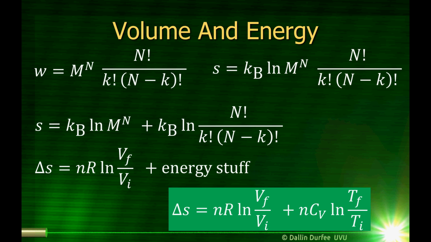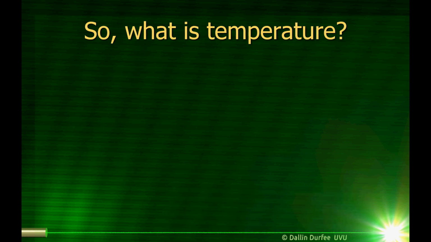And remember in lecture 1 on entropy, we talked about how for any ideal gas change, you can find the change in entropy with this equation, and there's a part of it that has to do with volume and a part of it that has to do with temperature or energy. So it all works out. So what is temperature?